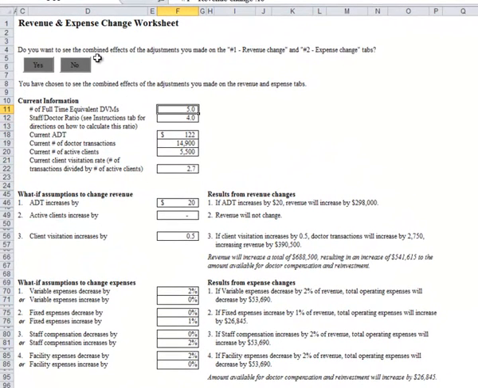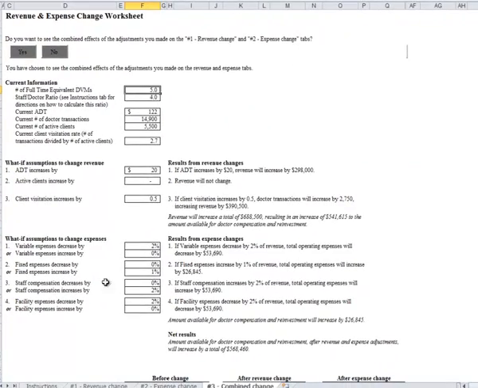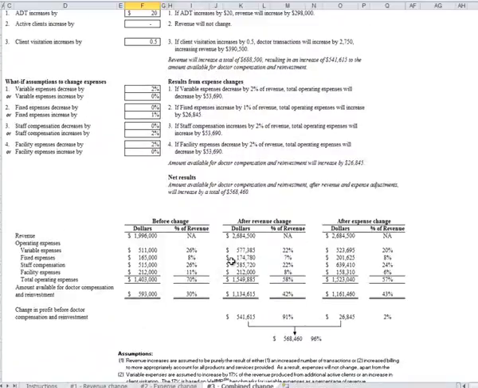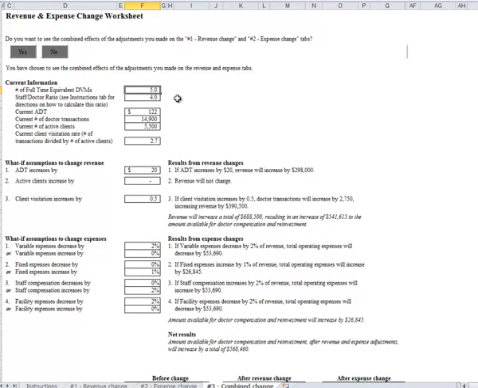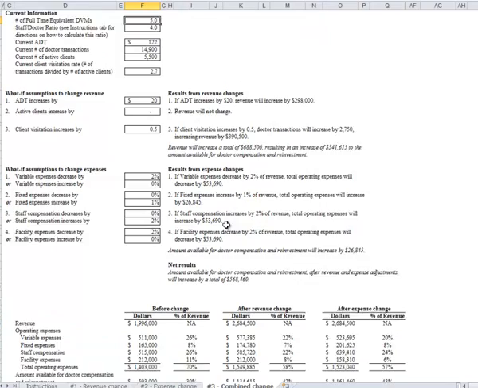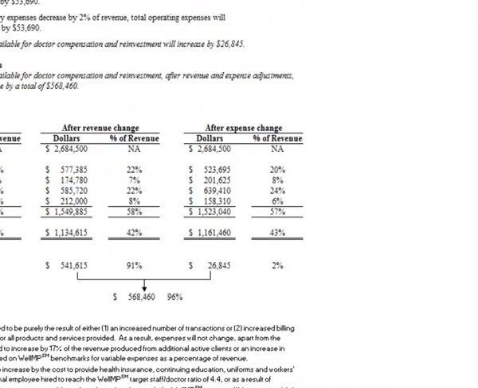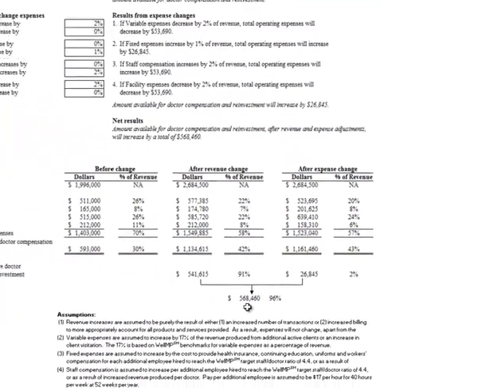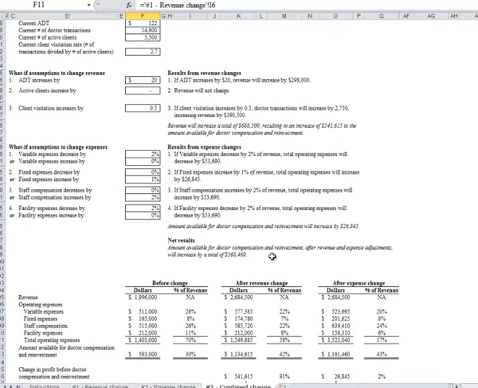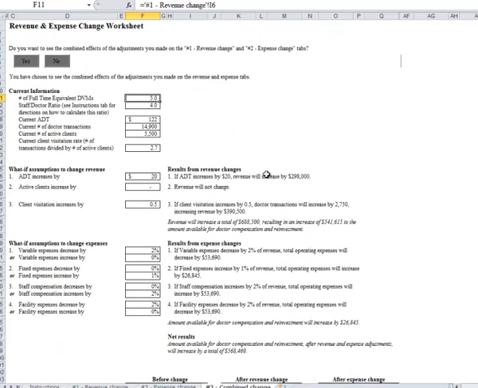And the question is, do we want to see the combined effects of the adjustments? Yes, we do. So click on yes, and again, this page is just all calculations, all formulas. So the macros in the program automatically calculate the net effect. So the net effect of both of these changes, the revenue changes and the expense changes, on the amount available for doctor compensation is about $568,000. So again, you can see how easy it is to just run through a variety of what-if scenarios.